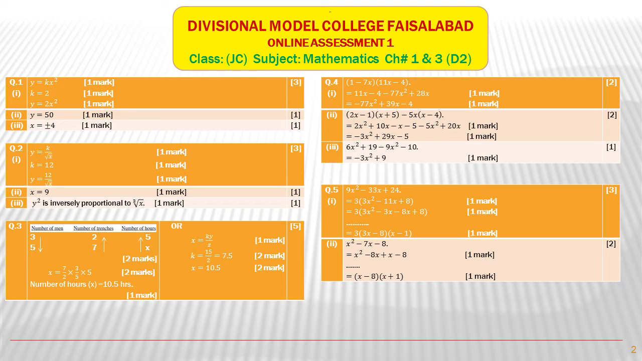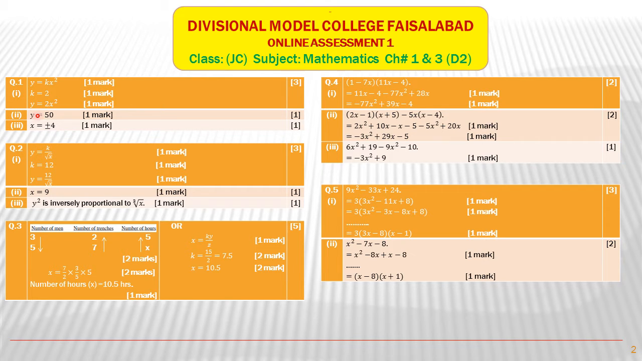In question number 1, you have to write this equation first. Y is equal to kx square, you will get 1 mark. Then you will put the value of x and y to find the value of k. By doing this, you have to show all the working. If your value of k is correct, you will award yourself 1 mark. Then you will put the value of k in this equation to get this relation. So this is part 1, which will award you 3 marks if all the steps are correct.